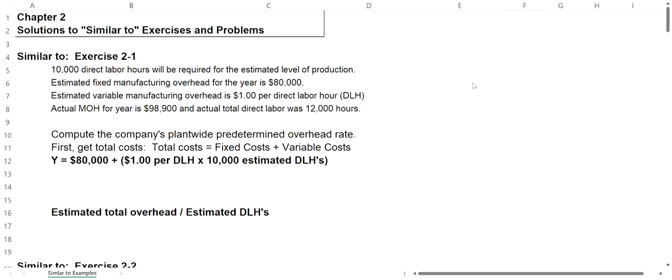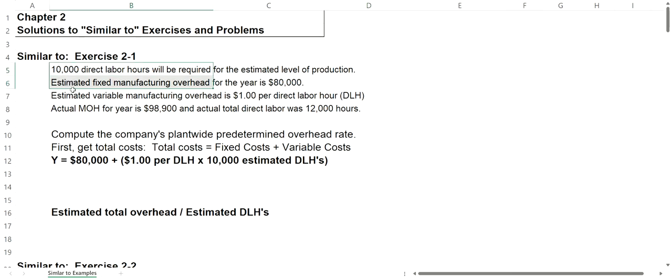Let's look at similar to exercise 2-1 first. So I like to think of it as a two-step process. Before you can apply those overhead costs, step one, you have to get that predetermined overhead rate. In this problem, we will use plant-wide, meaning that we will just use one activity to apply overhead. That might be machine hours, that might be direct labor cost, that might be direct labor hours. In this case, we are going to use direct labor hours.